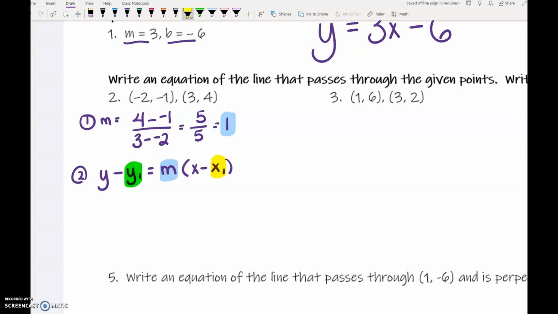Which point do you want to use? Do you want to use the point that has the negatives, or do you want to use the point that's all positives? Definitely positives. So our x value is 3. Our y value is 4. So I'm going to put 3 in place of x1. I'll put 4 in place of y1. So I have y minus 4 equals our slope 1 times x minus 3. And I'll go ahead and color code these so you can see where they all came from.